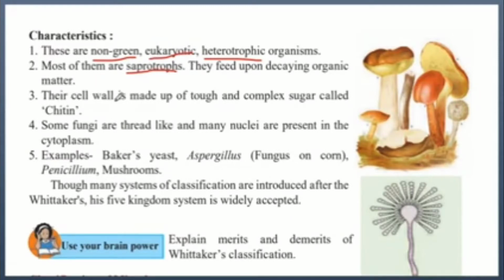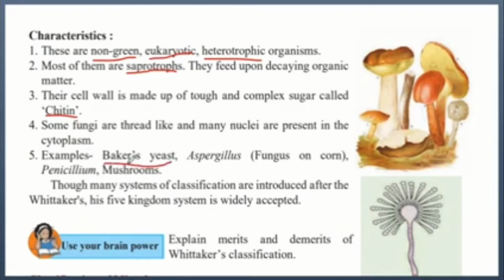Their cell wall is made of tough and complex sugar called chitin. So cell wall is a layer present around the cell membrane, and it is made of tough, that is strong, and complex sugar, and the name of this sugar is chitin. Some fungi are thread-like and many nuclei are present in cytoplasm. So when you see the fungi under the microscope, they appear thread-like, and inside one cell there are more than one nuclei.